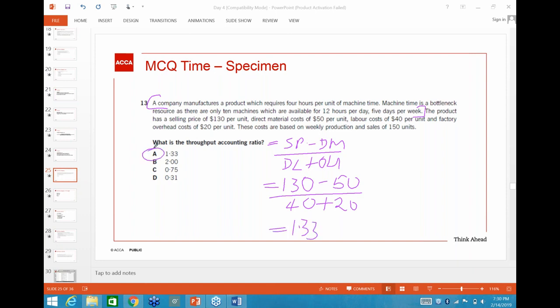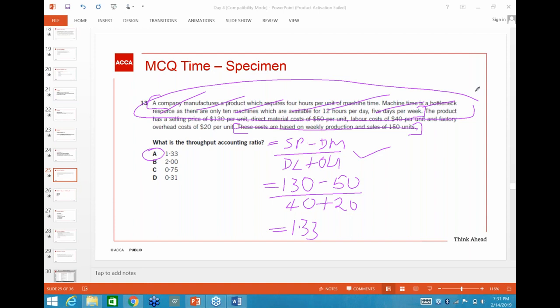The answer is A. These costs are based on weekly production and sales of 150. What I'm trying to tell you is that's completely not needed for me to make my decision. If I go with this formula, you can always take those things, no problem. If you're going with that other formula, you're going to waste a hell of a lot of time to get the answer 1.33.